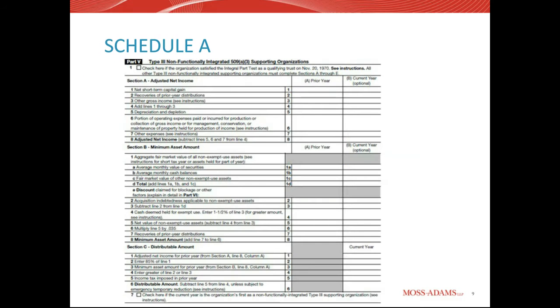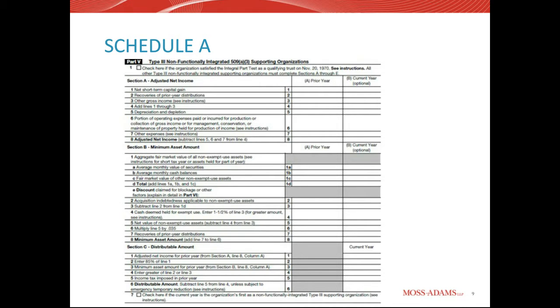The next section is Part 5. This is required only for non-functionally integrated supporting organizations. And you have to demonstrate satisfaction of a distribution requirement, which is very similar to what private foundations have to do. But you also have to demonstrate an attentiveness requirement.